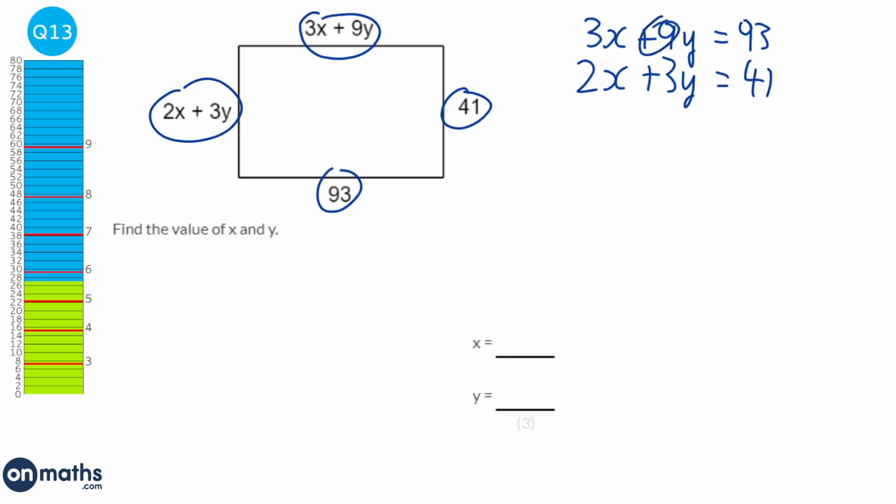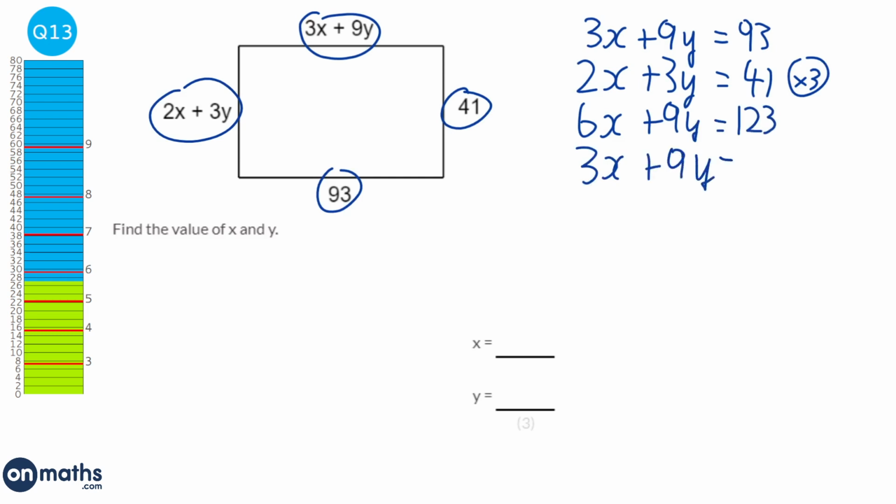So what I'm going to do is get the coefficient of the y the same. And I'm going to do that by multiplying everything in the second equation by 3. So we get 6x plus 9y equals 123. And I'm just going to write in the first equation underneath, because with simultaneous equations we work downwards. Now looking at the signs, they are the same, and the S in same is the S in subtract. So we're going to subtract going downwards.